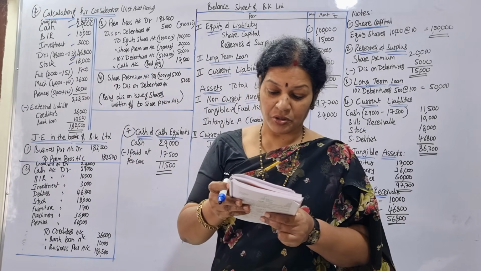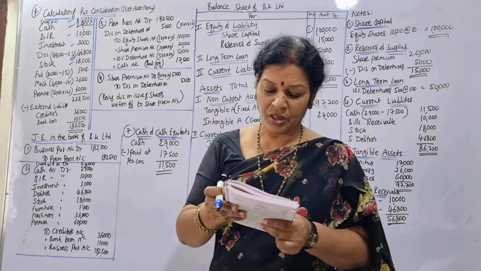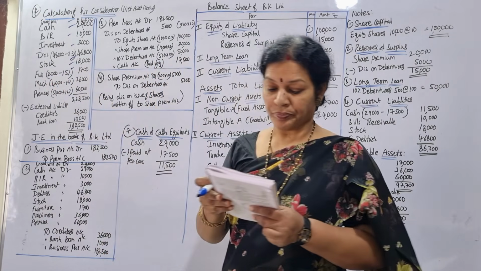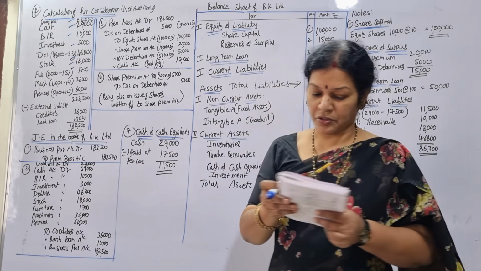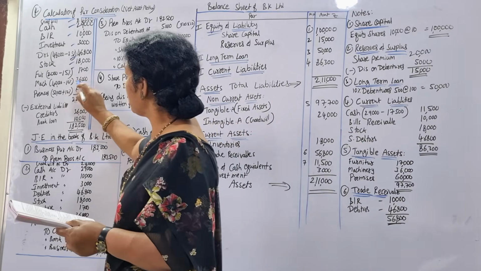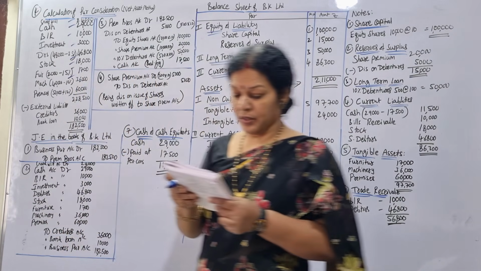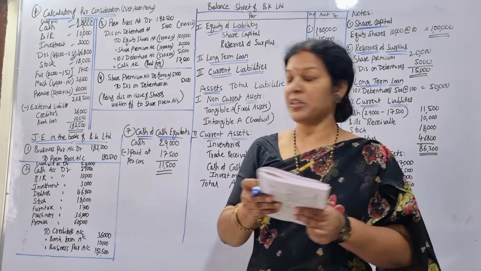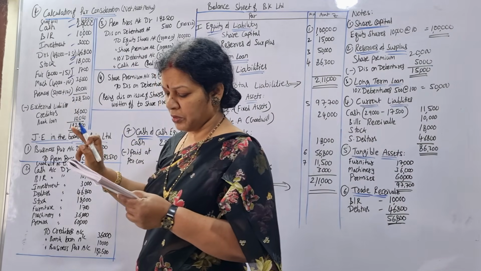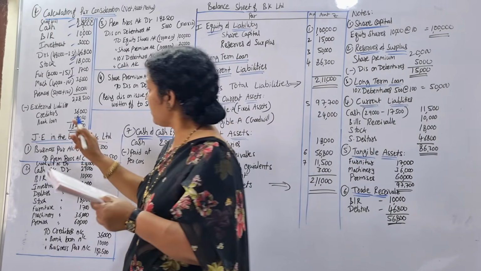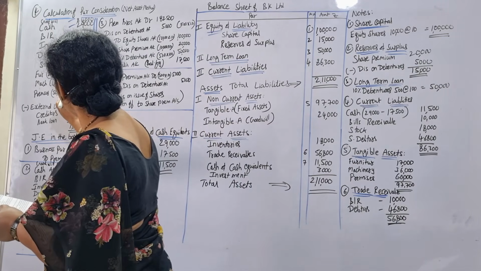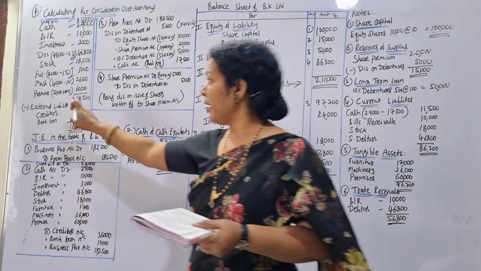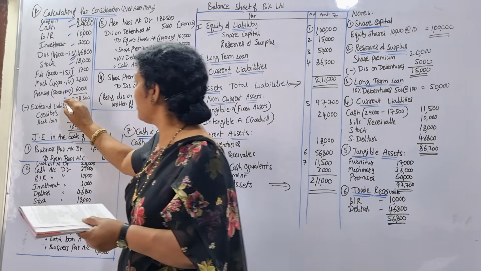Furniture 2,000. Furniture depreciation is 15%. 2,000 minus 15% comes to 1,700. Machinery 10%: 40,000 minus 10% comes to 36,000. Next, premises 50,000. Premises has appreciation, so 50,000 plus 20%. By mistake I wrote 12%, it is 20%. 10% comes to 5,000, so 20% means 10,000. If we add 10,000, it is 60,000.